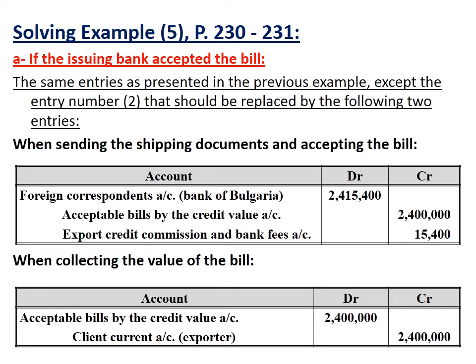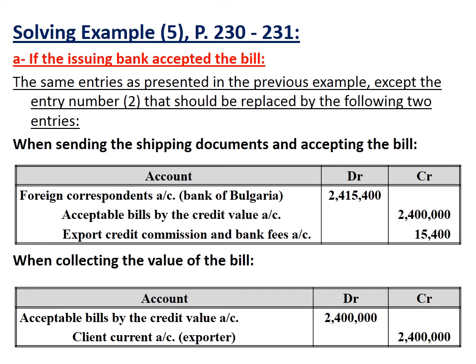And you are required to prepare the journal entries supposing that the issuing bank was accepting the bill of exchange, or the bill of exchange has been sent to the bank of the importer to accept it, for banking fees of 1,118. In the first case, if the issuing bank accepted the bill, the same entries as presented in the previous example number 4, except the entry number 2. That should be replaced by the following 2 entries.